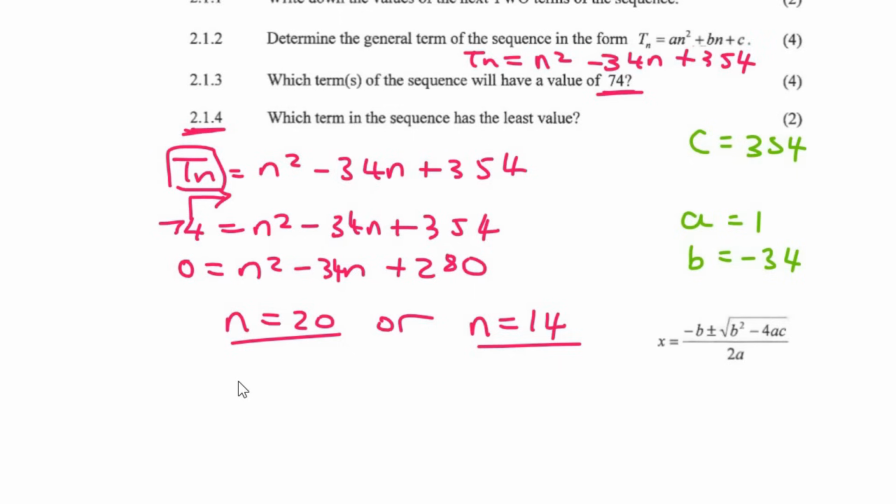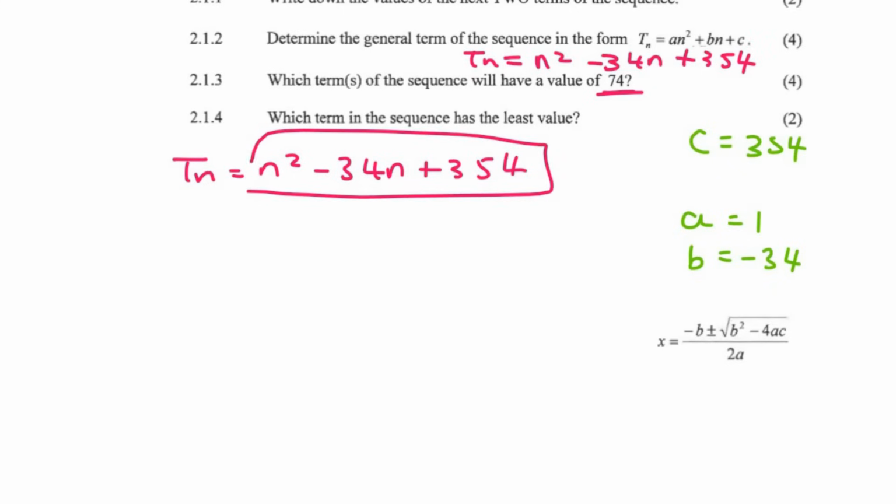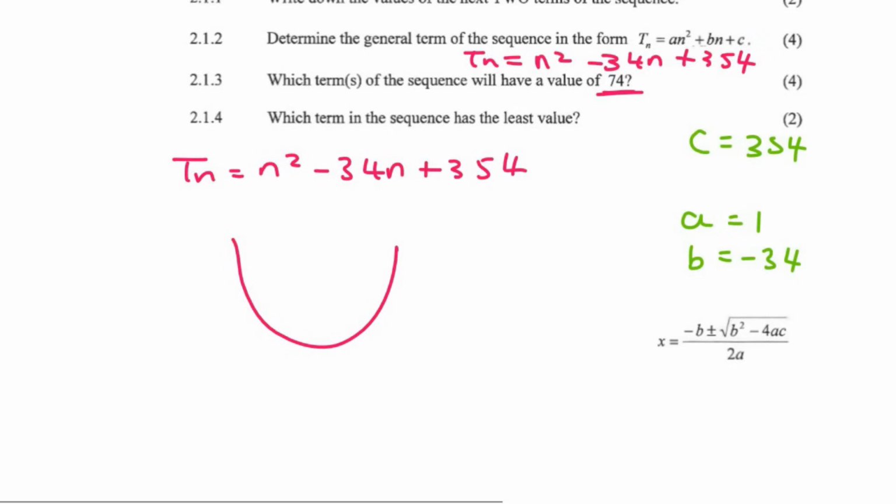2.1.4, very, very good question. Which term in the sequence has the least value? Well, there are multiple ways that you could handle this question. One of them is to realize that if this was a graph, what type of graph would it be? Well, it would be a parabola, so it would have a shape like this. How do I know that it looks like that? Because the number in the front of the n squared is positive, so it's a smiling parabola, it's facing upwards.